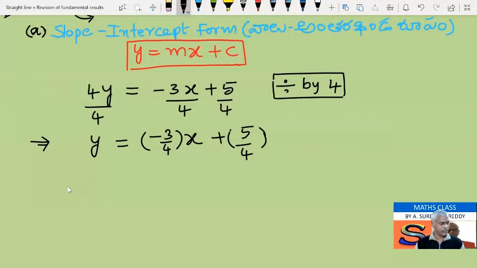Now there is another form, that is intercept form. We have to convert the same equation into intercept form.